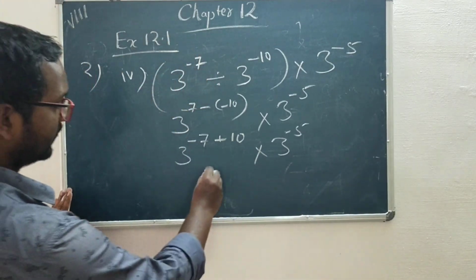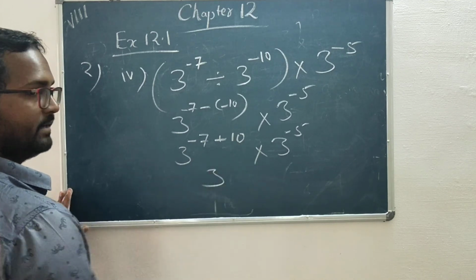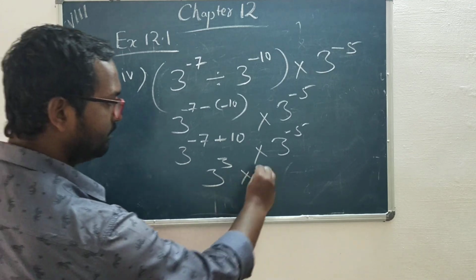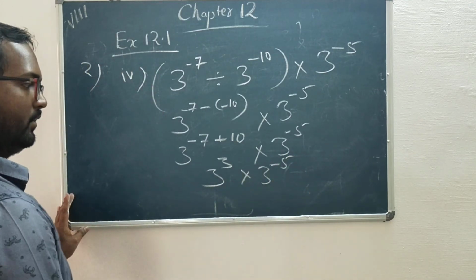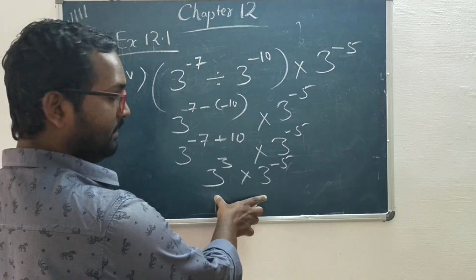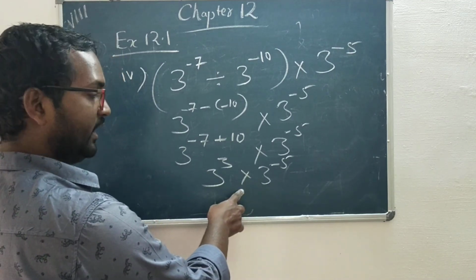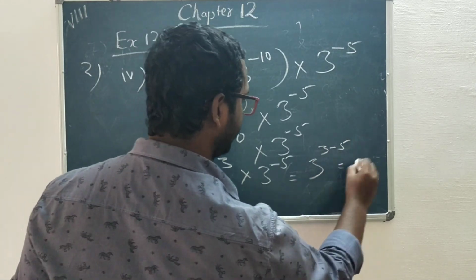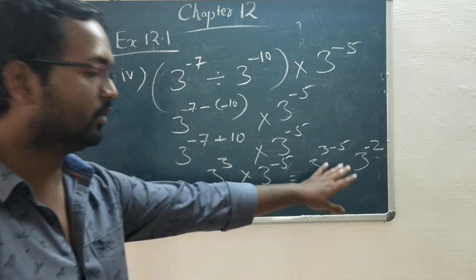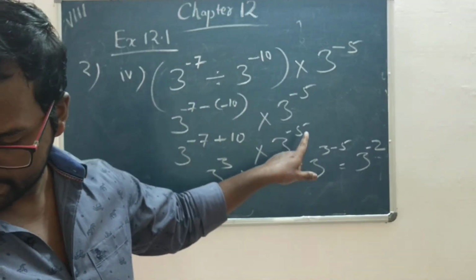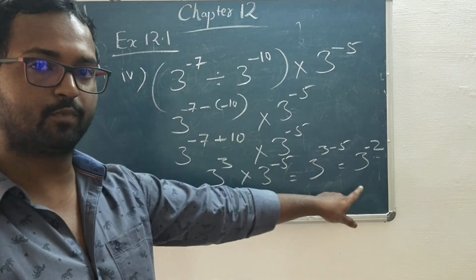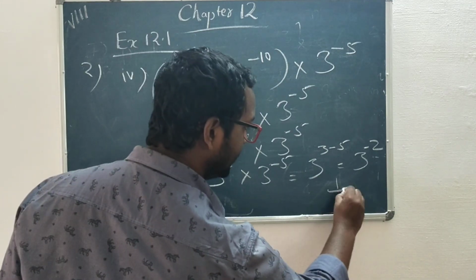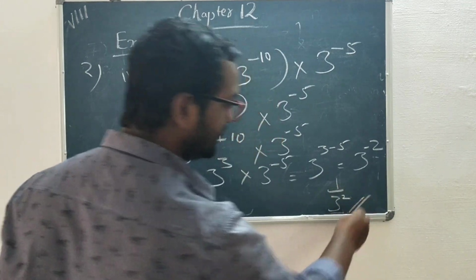So here we will get 3 power minus 7 plus 10, which is 3 power 3, into 3 power minus 5. Now, when the base is same and it is multiplication, we have to add the powers. So when we add the powers 3 and minus 5, we get 3 power minus 2, which is a negative exponent. We want a positive exponent, so we will take the reciprocal of that and we will get 1 by 3 power 2. So the final answer is 1 by 3 power 2.